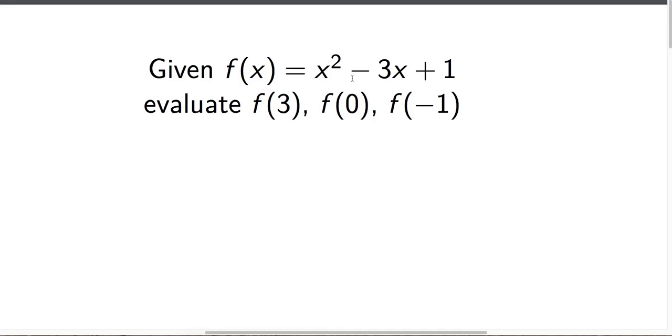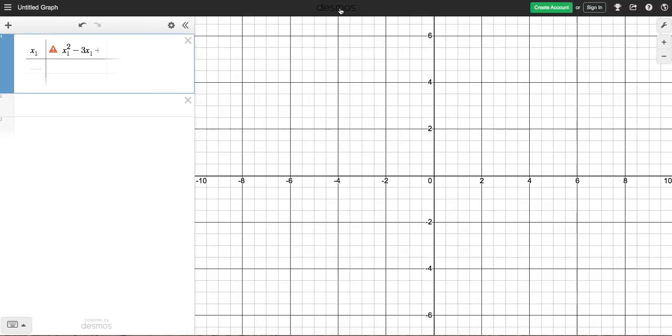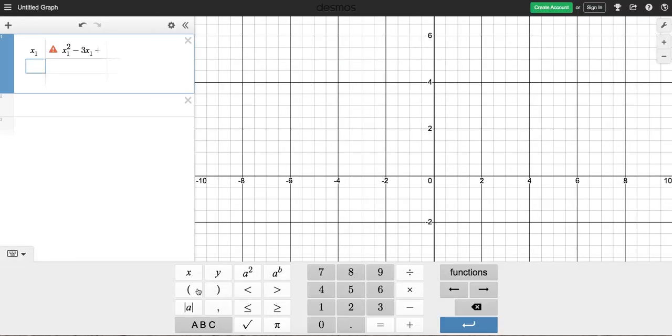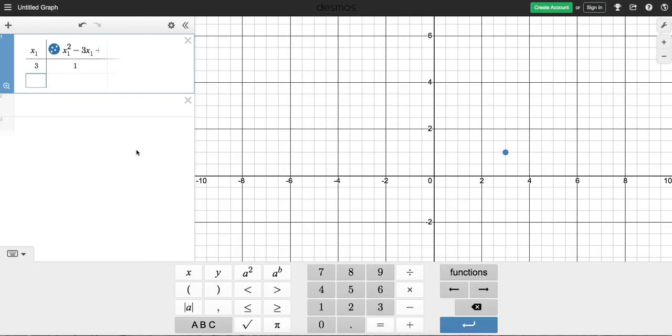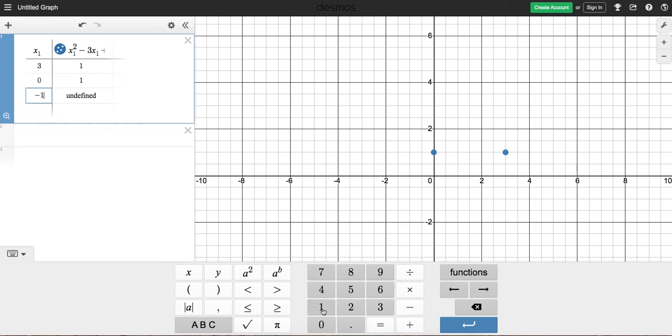So we're going to start with evaluating f of 3. So for x1, if we put in a 3, f of 3 is going to give us 1. 3 squared is 9, minus 3 times 3 is also 9, so 9 minus 9 is 0, and then 0 plus that 1 is 1. Our next one will be f of 0, so we can just plug in a 0, and we also get 1, and at negative 1, we get a 5. So f of negative 1 is 5.